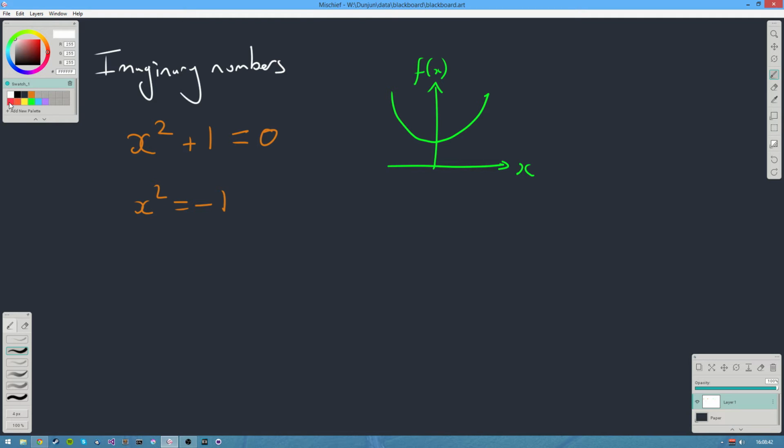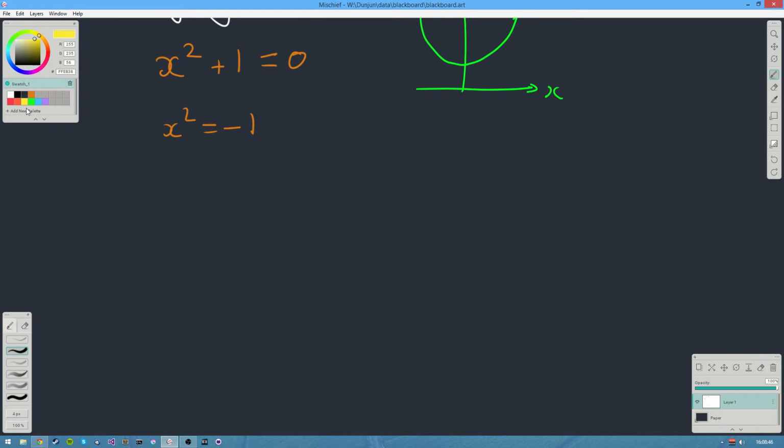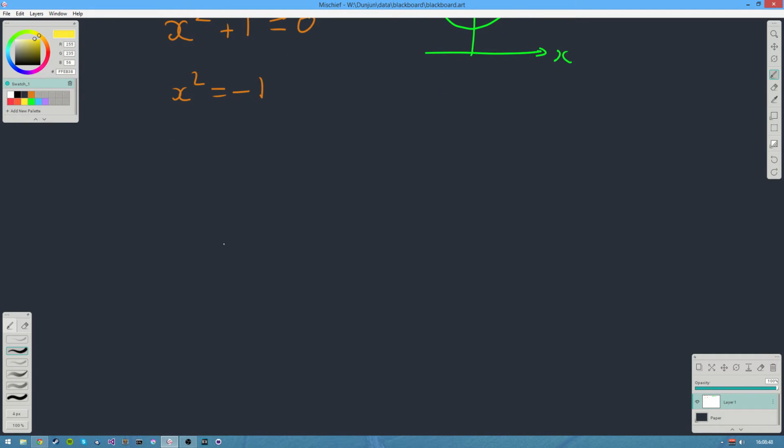And we create a new imaginary number which has that solution. So we call it i. i squared is equal to -1. So i is the square root of -1, which doesn't make any sense. But again, this is imaginary.